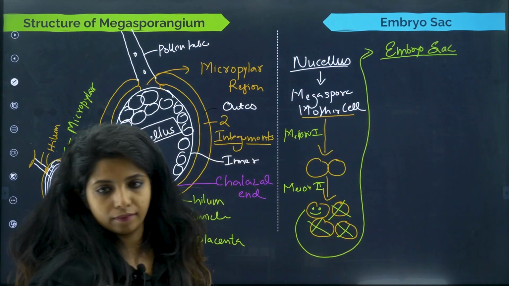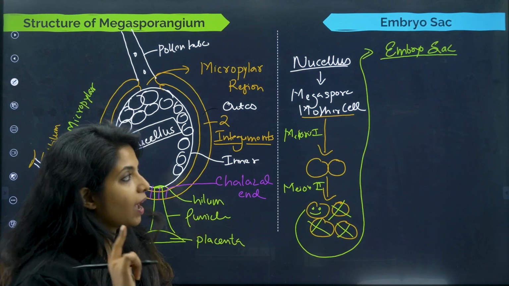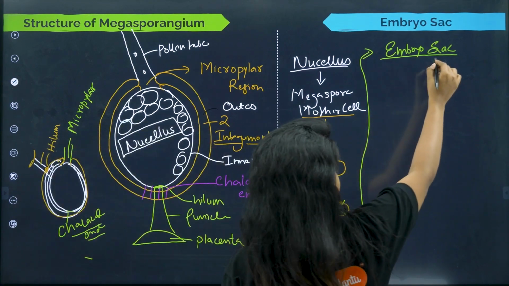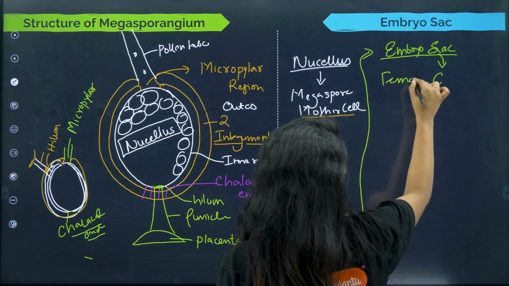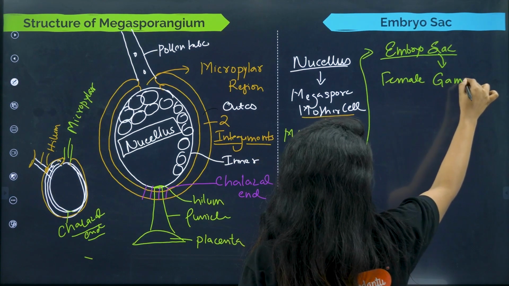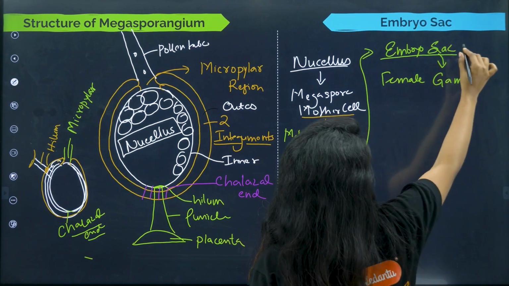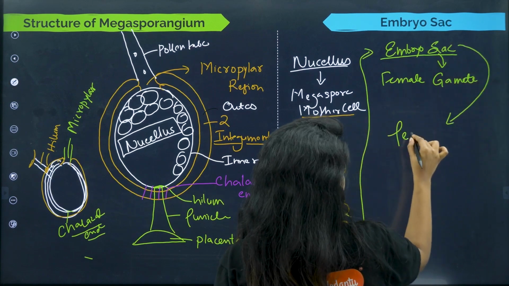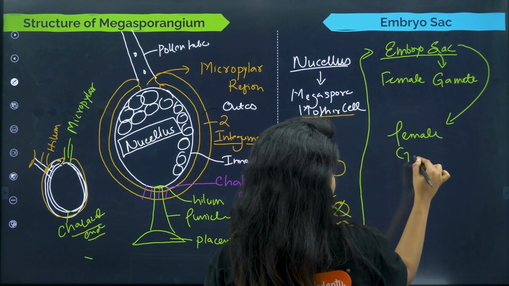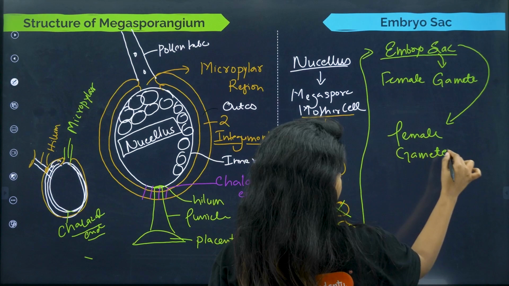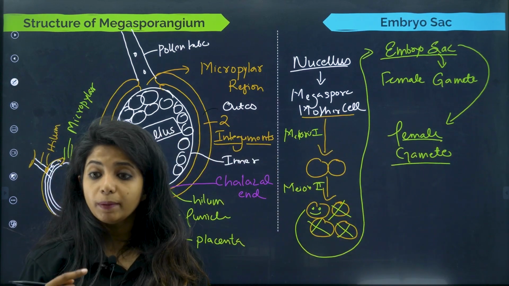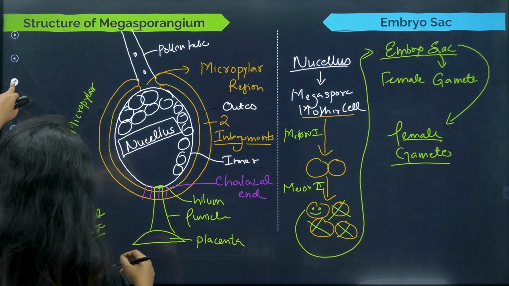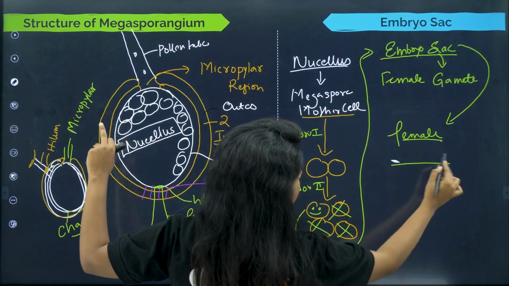Okay, one. So what happens in that one? And this one, as I said, embryo sac is the one that is going to form the female gamete. So can I say that embryo sac is the female gametophyte? Can I say that embryo sac is the female gametophyte because it is, what am I writing?